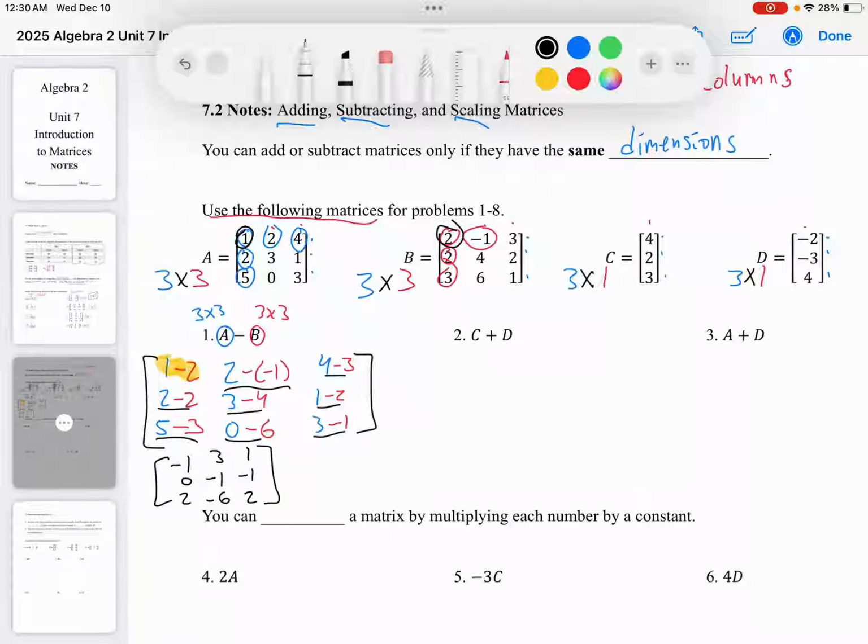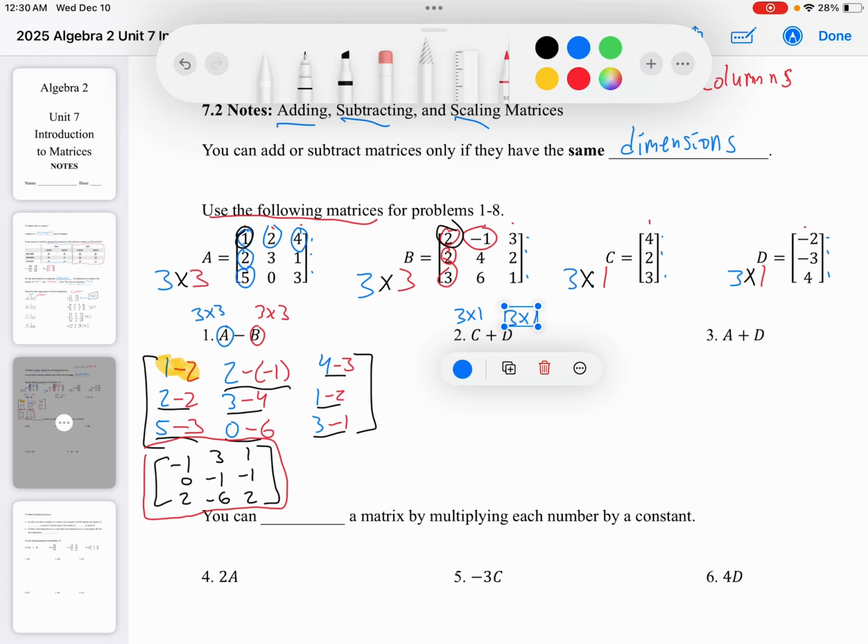So this is the matrix that we get. This would be our answer after we subtracted these two matrices. It's kind of a lot of different things, but all of it was as simple as just taking the numbers from A and subtracting the numbers from B. So let's look at number 2. We have matrix C, which we've said is a 3 by 1 matrix, and matrix D is also a 3 by 1 matrix. So they do match. They have the same dimensions, so they can be combined.